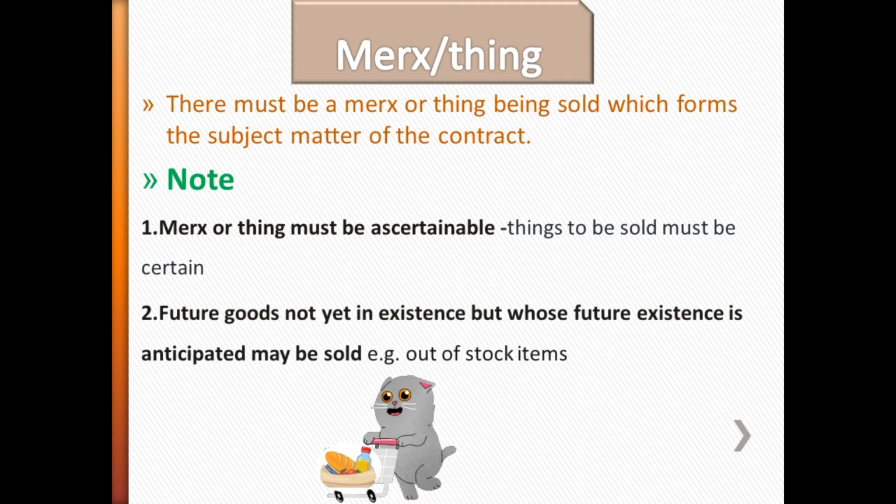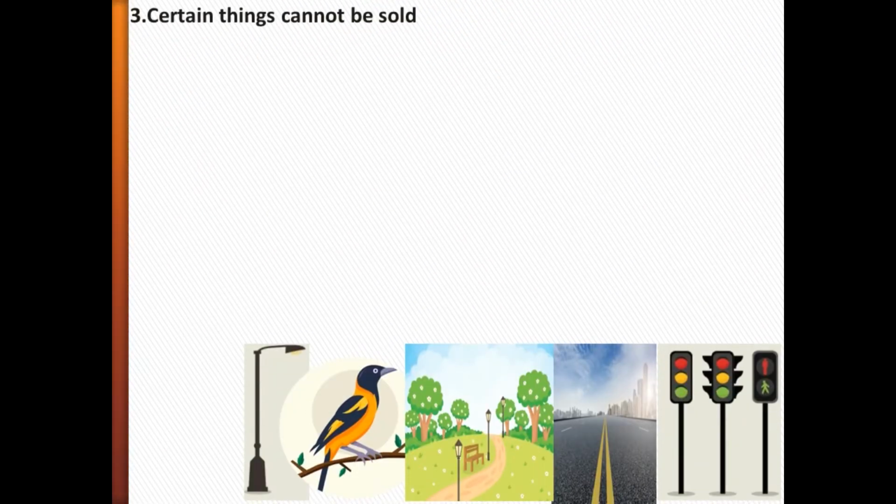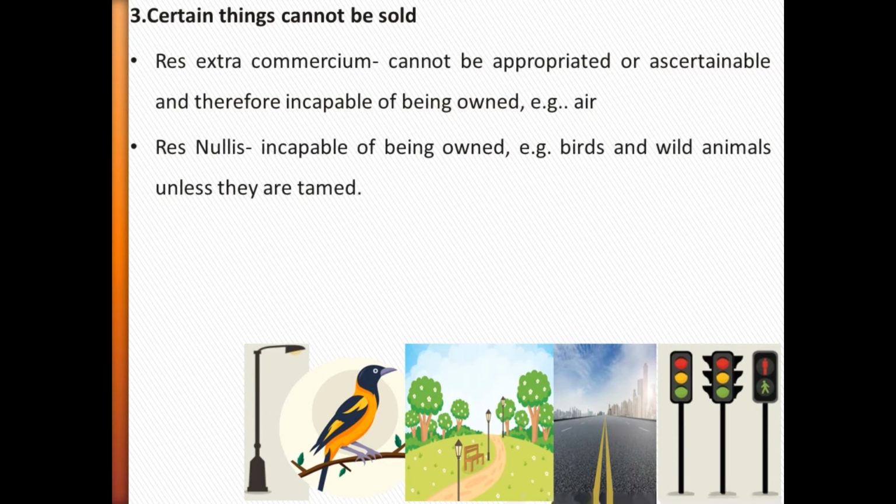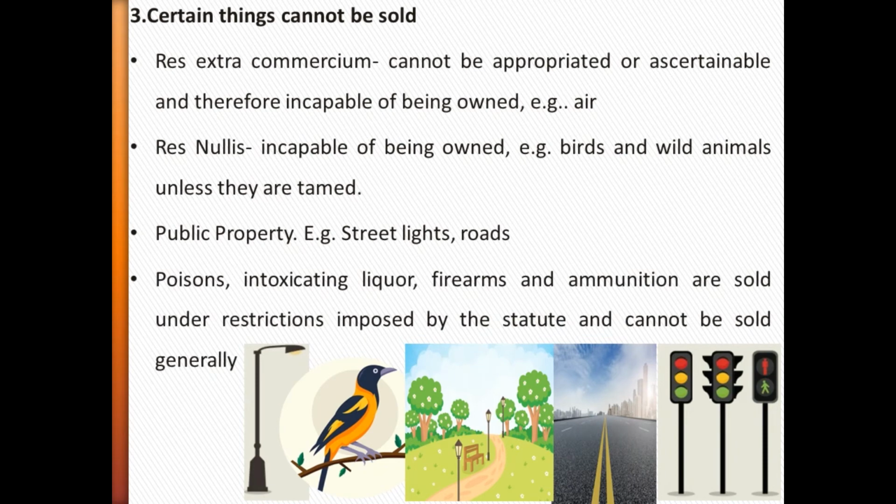Then secondly, future goods not yet in existence but whose future existence is anticipated may also be sold. For example, out of stock items. Then lastly, certain things cannot be sold. Res extra commercium. These are things that cannot be appropriated or ascertained, hence incapable of being owned also. Therefore, they can't be sold. For example, air. Then we have res nullius. They are incapable of being owned, for instance, birds and wild animals, unless they are tamed. And we have public property, for instance, street lights and roads, and poisonous or intoxicating liquor, firearms, and ammunition. Those are sold under strict restriction by the state.